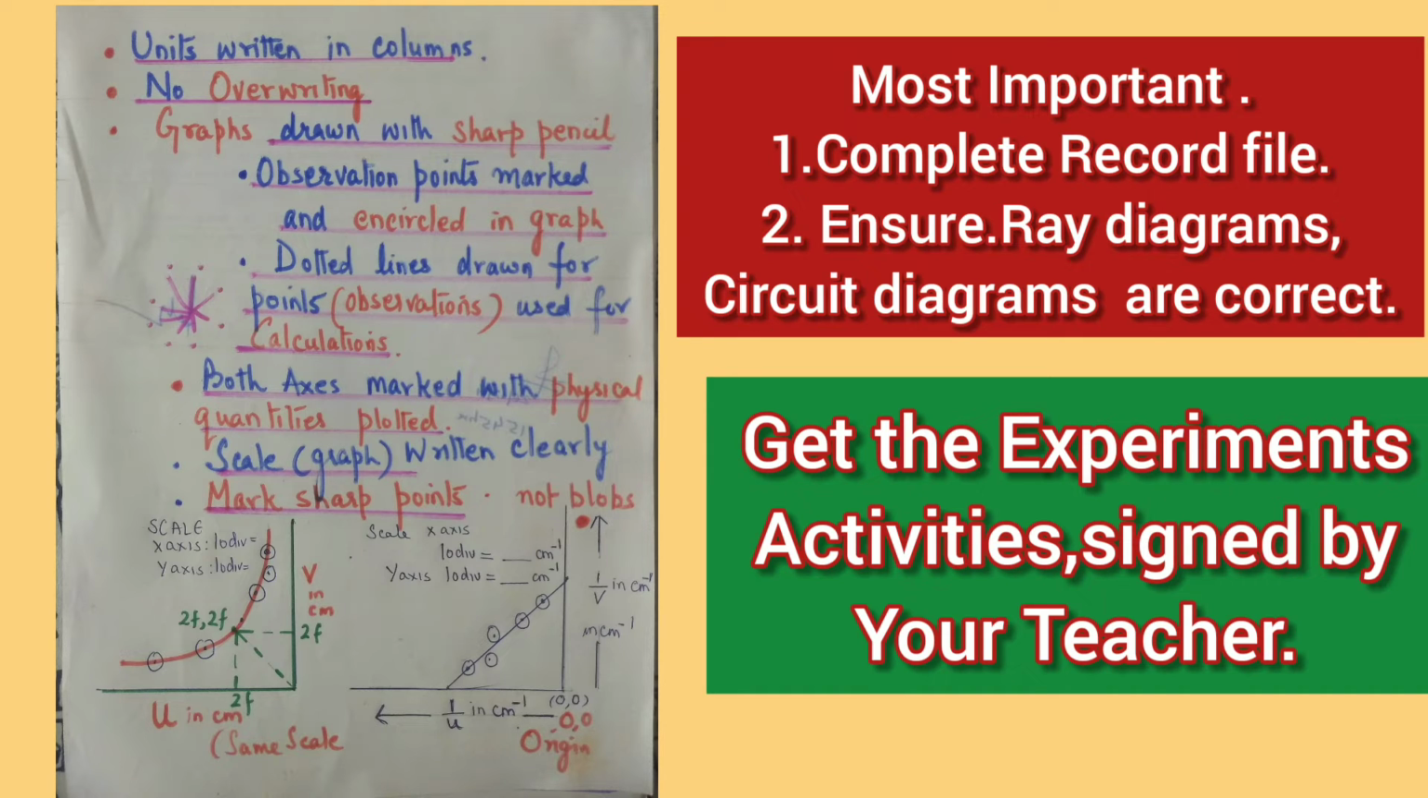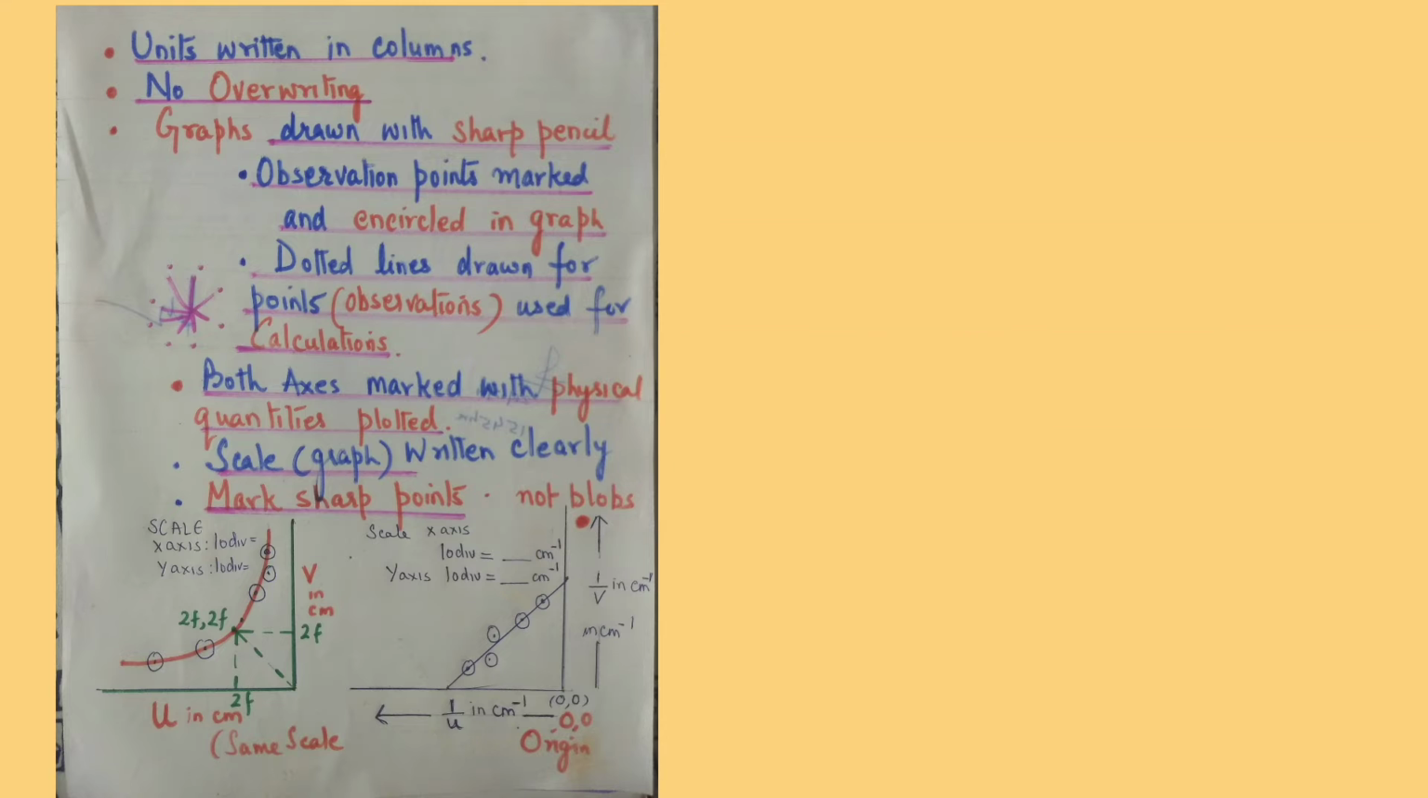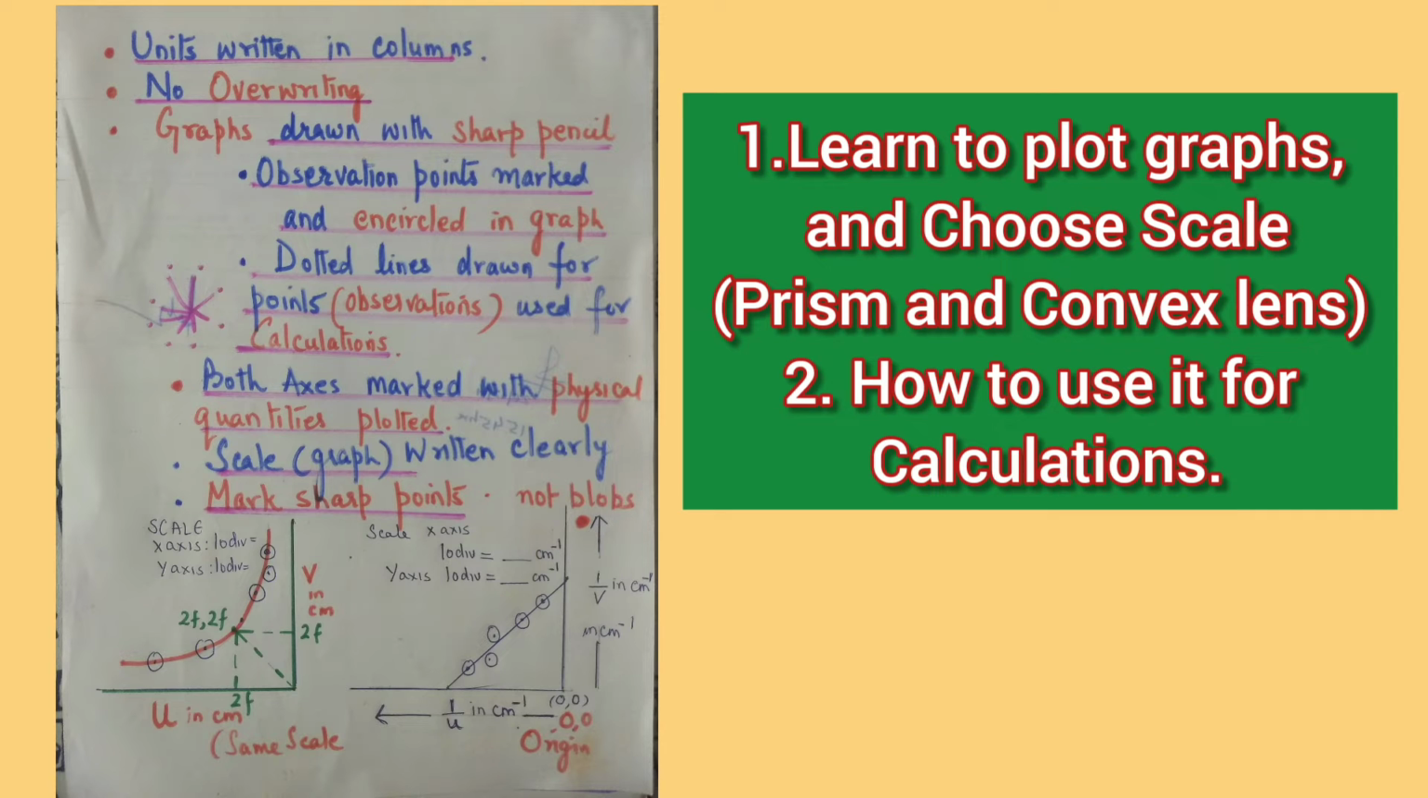Now check the following in your practical files. Ensure completion of the file, all ray diagrams correctly made with arrows marked, neat observation tables with units written in every column. There should be no overwriting in calculations or writing the observations. Graphs should be drawn with sharp pencil. Observation points marked and encircled on the graph. Dotted lines should be drawn for observations used for calculations.